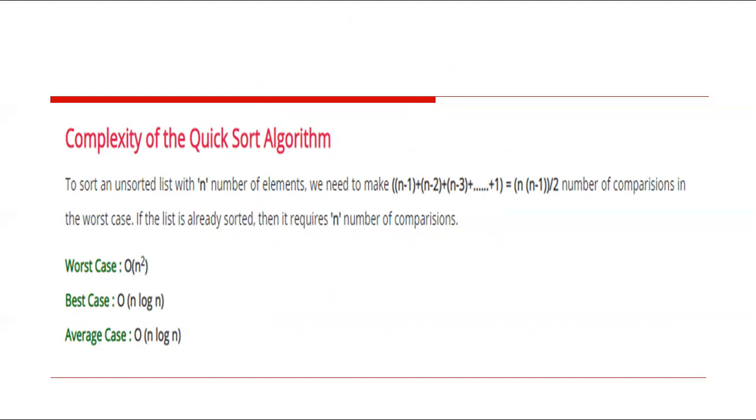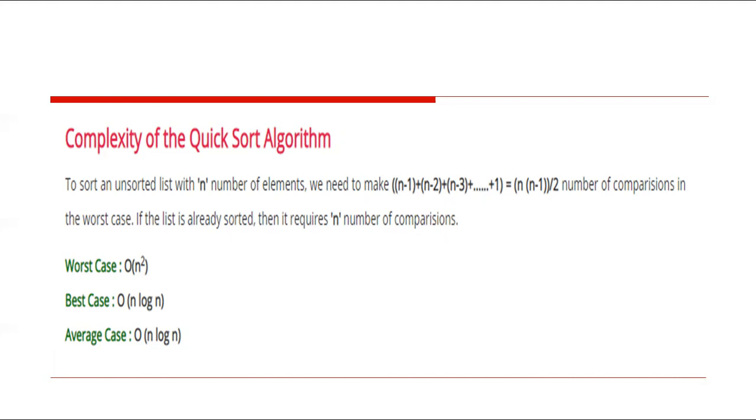To sort an unsorted list with n elements, we need to make n minus 1 plus n minus 2 plus n minus 3 plus and so on plus 1, which equals n into n minus 1 by 2 comparisons in the worst case. If the list is already sorted, then it requires n comparisons. In the worst case, order of n square.